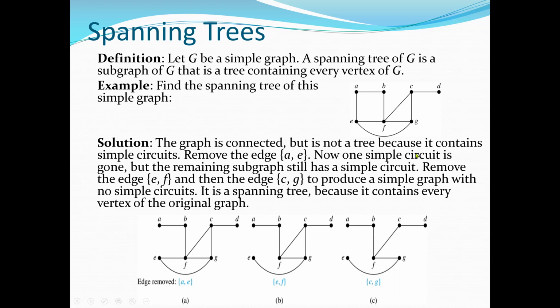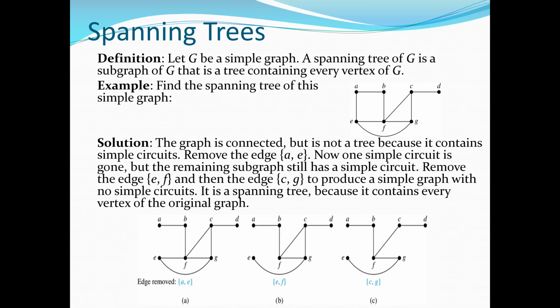So the goal is to remove as many edges as we can so that we remove all the possible simple circuits. For example, when we look at the graph again, we can see that we remove the edge AE. That helps us get rid of a simple circuit, which is A, B, F, E, A. Now we end at E. We can't go back to A anymore. So this simple circuit is gone. One simple circuit is gone, but the remaining subgraph still has a simple circuit. We can see C, G, F, and C again.